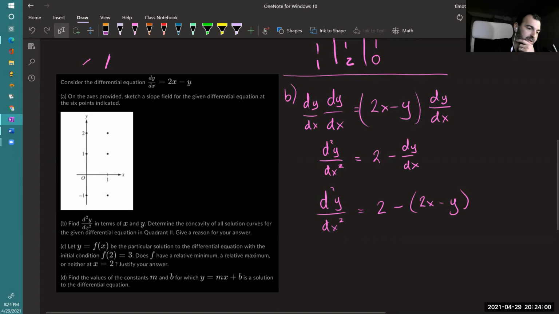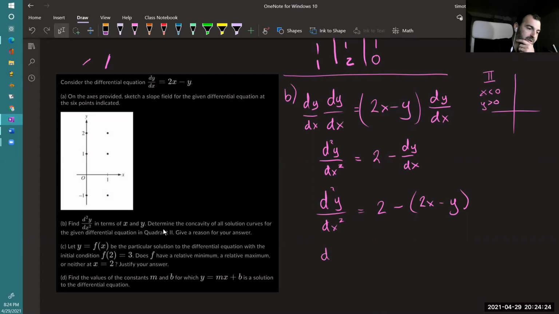Now, basically, they're asking you to find the concavity of all of the general solutions. And they want us to focus on quadrant 2, which would be this quadrant. Now, in that quadrant, x is less than 0 and y is greater than 0.